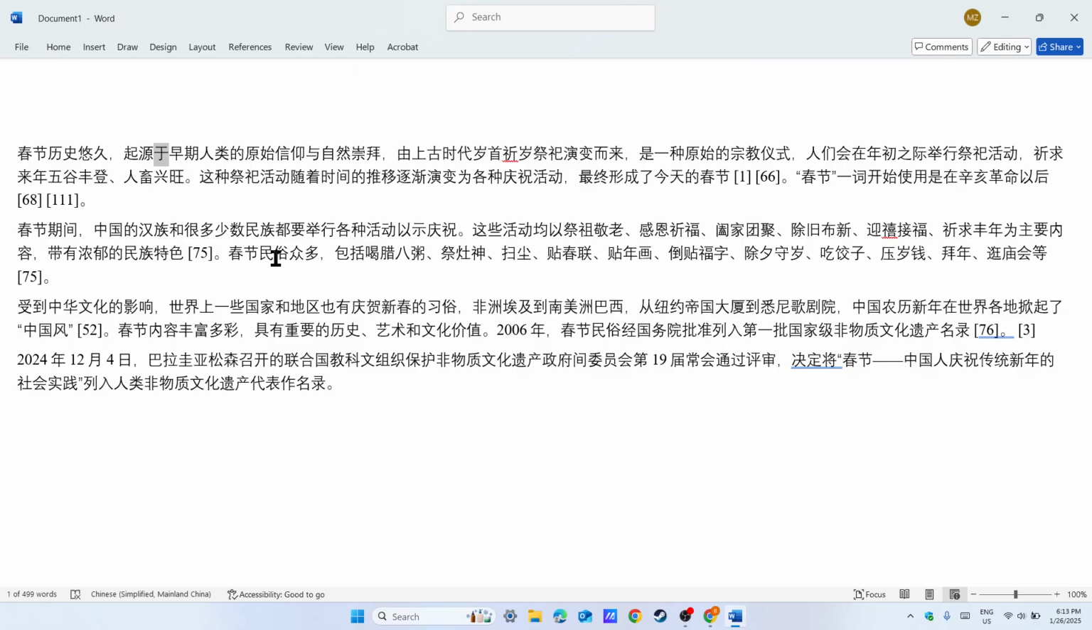This word here, yu. The function is similar to an English preposition, like from. Let me write it down. Sorry, just a minute, let me add from. It's basically the preposition from. Yu.